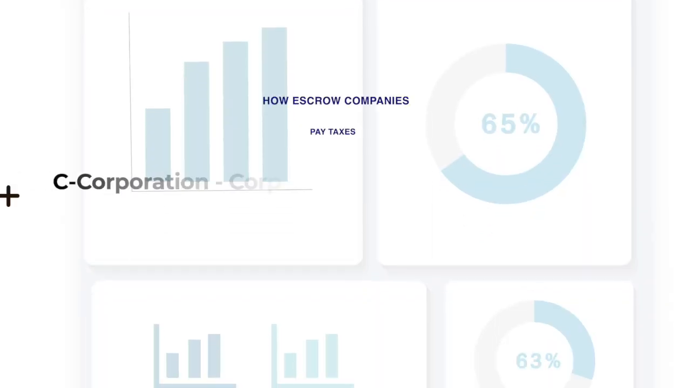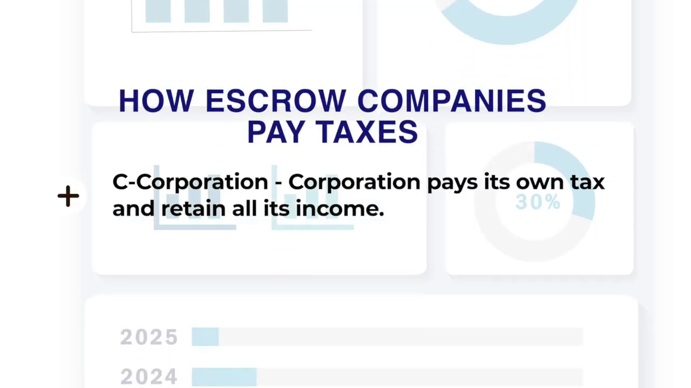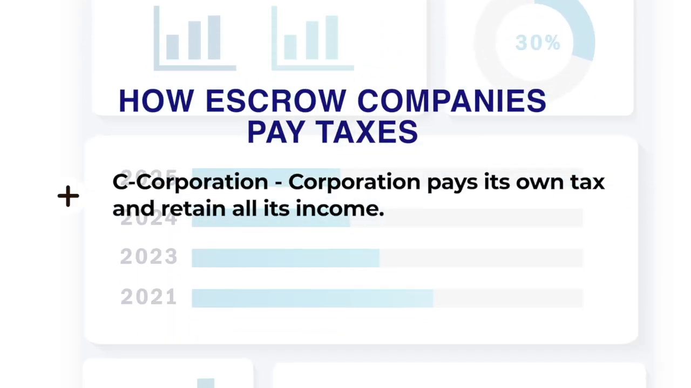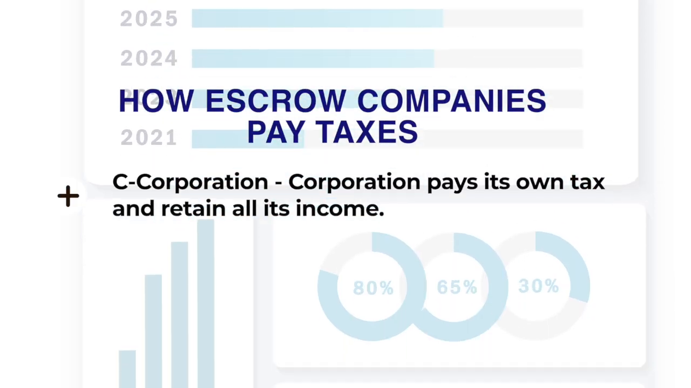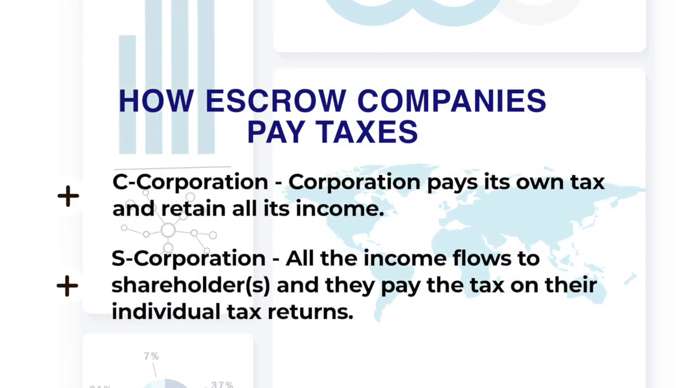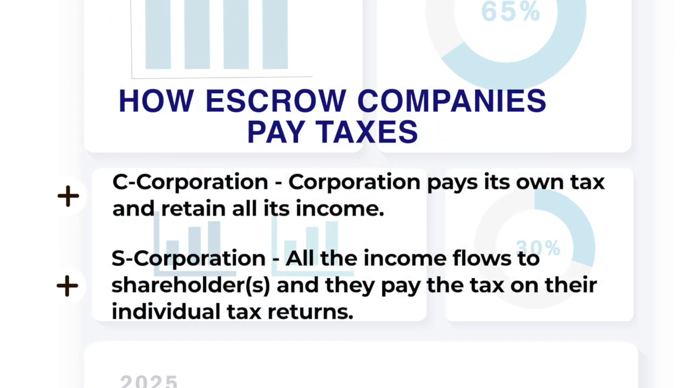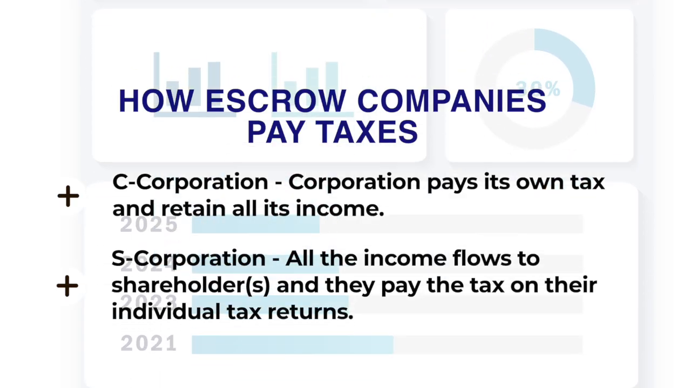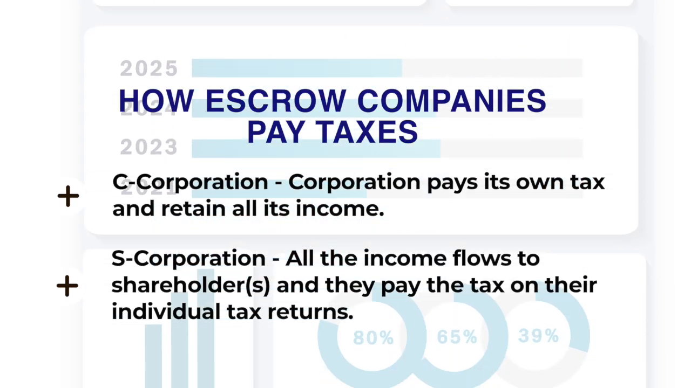Then they can choose how they want to be taxed. An escrow company can be taxed as a C corporation, which means that the corporation will pay its own tax and retain all its income. With an S corporation, all the income flows through to the individual shareholder or shareholders, and they pay the tax on their individual tax returns. How do you decide what to be? What do you want to be?